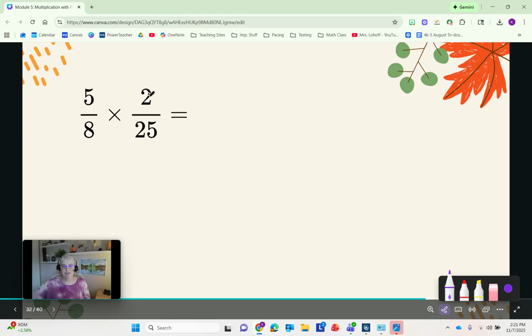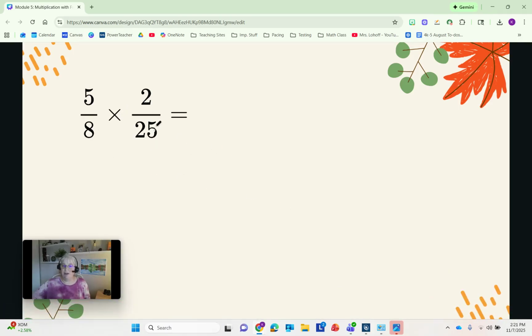5/8 times 2/25. Here's where if I can get rid of it in the beginning, it's going to make my life a lot easier because I don't want to multiply 25 times 8, but I can do it. And so can you. Let's do it the straight across way first. 5 times 2 is 10. 8 times 25. What? Well, 25 is a quarter.